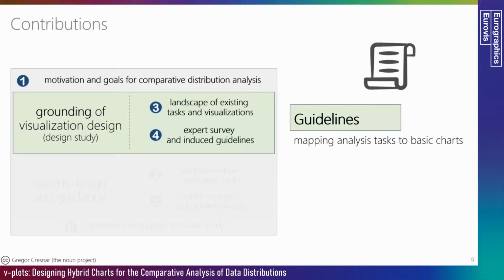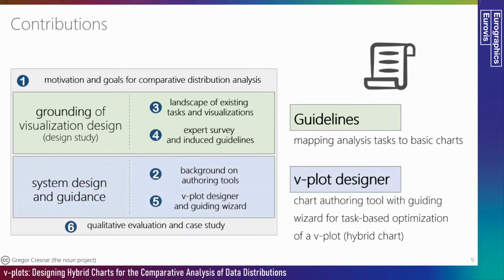To provide a grounding for the tool, we conducted a design study by reviewing and categorizing existing tasks for descriptive statistics. We then conducted an expert survey to find out which chart is most useful for which task. In the second part, we develop a hybrid chart, which is called a V-plot. Based on the externalized guidelines from the survey, a guiding wizard can automatically tailor the V-plot through different visualization layers and highlight particular distribution properties.